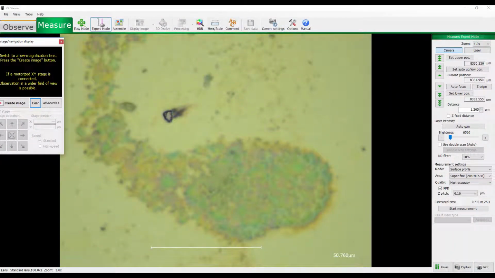In the VK Viewer software, we're first going to focus our sample again. To do this, we press the up arrow until the sample is just out of focus. This gives us the upper position. We repeat this with the down arrow to get the lower position. After the two positions are set, we are ready to start the measurement and obtain an image.